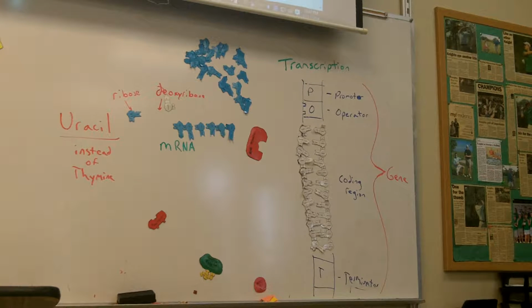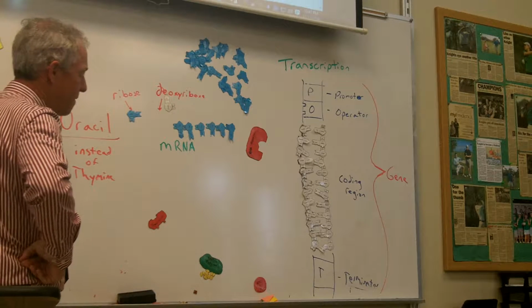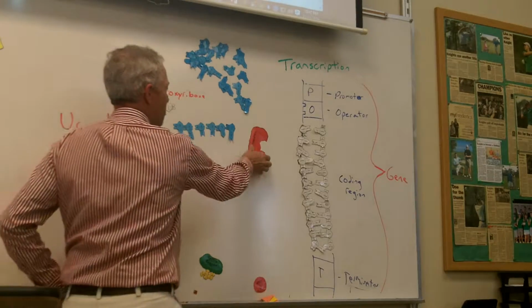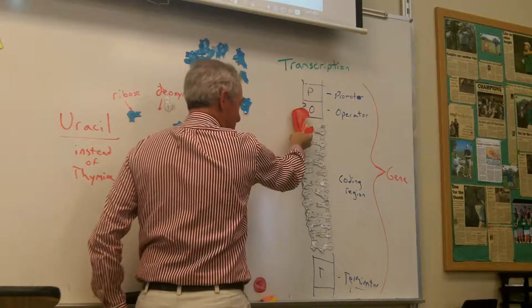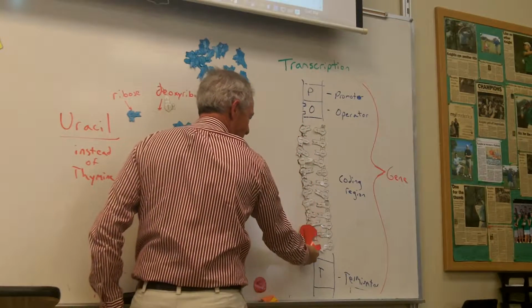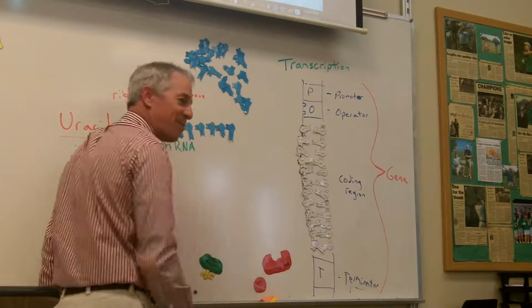Other questions? So it falls off, and then the DNA comes back together, and you're left with your mRNA copy. Wait, what does it do at the terminator? At the terminator? The terminator is where the polymerase falls off. So it attaches at the promoter, goes down like this, makes the mRNA copy, and then falls off at the terminator.